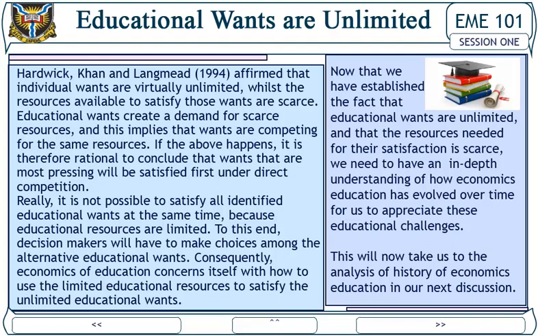If the above happens, it is therefore rational to conclude that wants that are most pressing will be satisfied first under direct competition. Really, it is not possible to satisfy all identified educational wants at the same time because educational resources are limited. To this end, decision makers will have to make choices among the alternative educational wants. Consequently, economics of education concerns itself with how to use the limited educational resources to satisfy the unlimited educational wants.